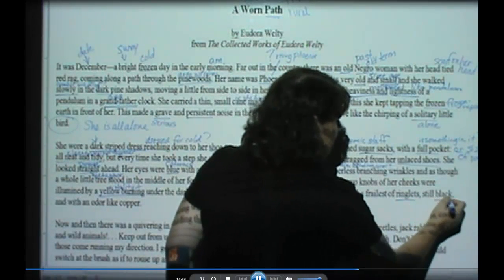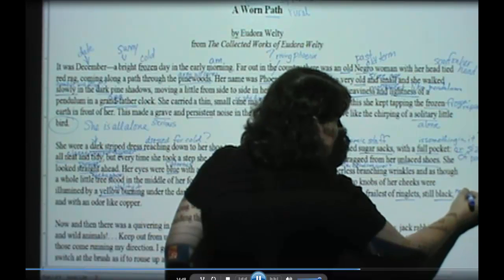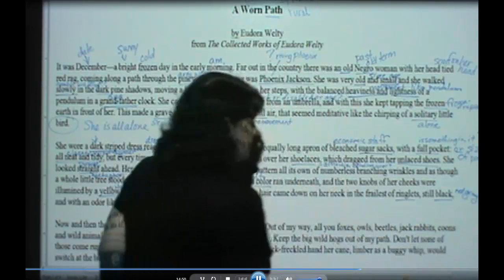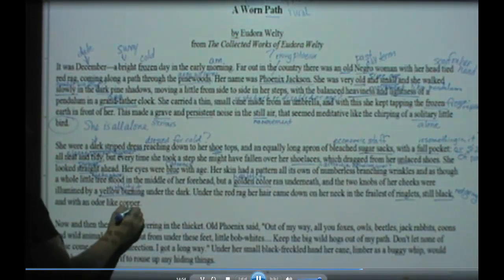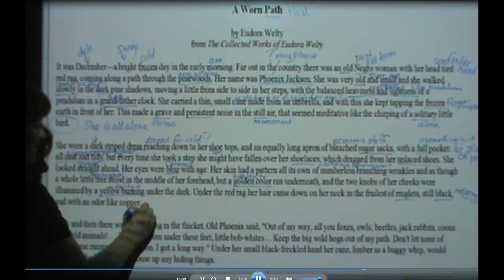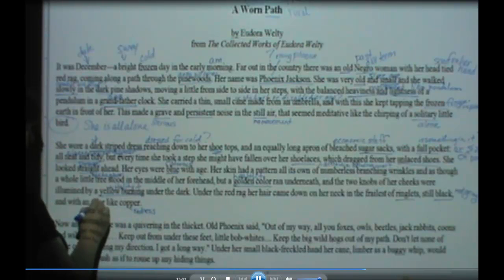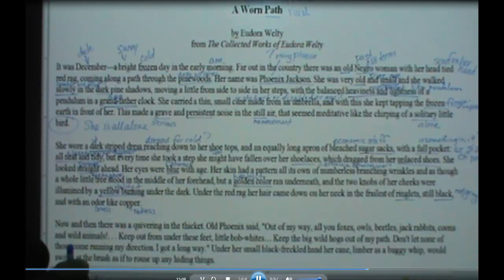So we have the ringlets. It's another nice image, still black. So despite her age, she's not gray, which is kind of interesting. And the odor like copper. Copper is yet another color that goes in with this golden, this yellow, and this redness. It's an interesting description, though, because it's a smell like copper, not the color like copper, but you can see how it ties nicely with those three.